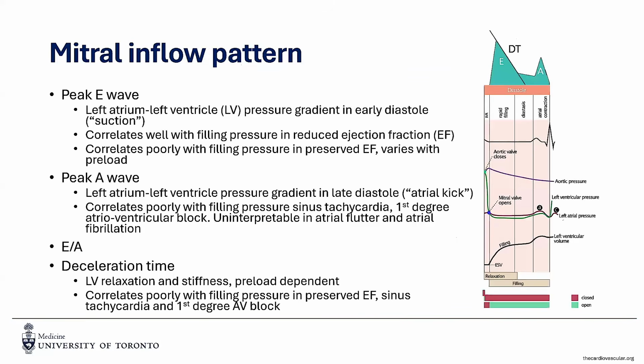So first of all, I'll talk a little bit about the mitral inflow pattern. So the peak E wave, first of all, represents the early pressure gradient between the left atrium and the left ventricle during early diastole. And the way that I like to think about it is that this is the suction phase, where the increase in ventricular relaxation generally creates a pressure gradient that pulls blood from the atrium into the ventricle.